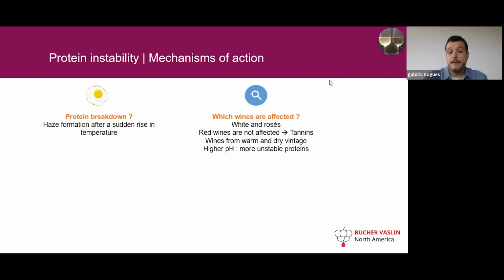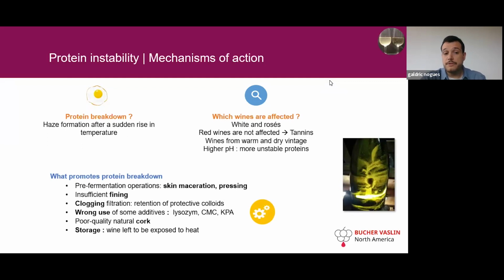During warm and dry vintages as well, because of the higher pH and the condition of the wine, we are more likely to have unstable proteins in the must and in the wine. So you increase the problem of having a protein instability. So the risks are higher when it comes to a warm and dry vintage.